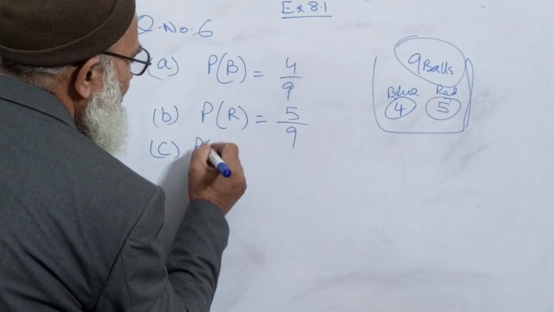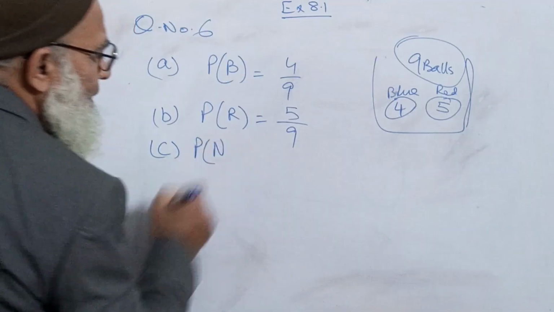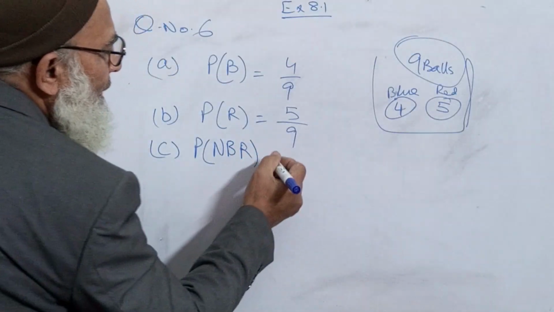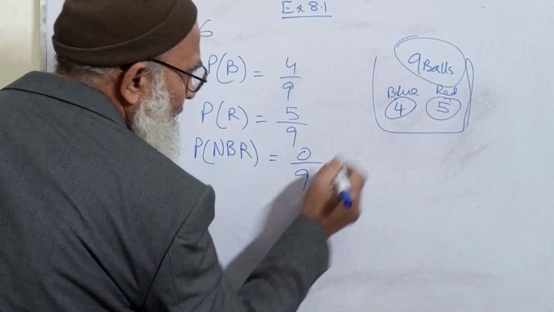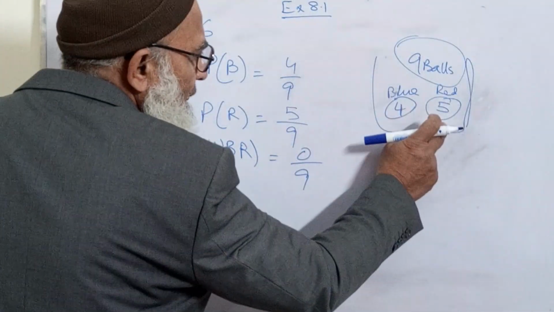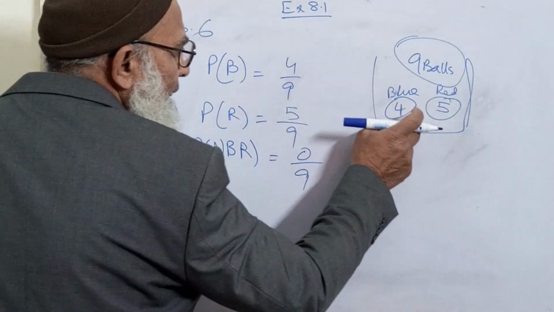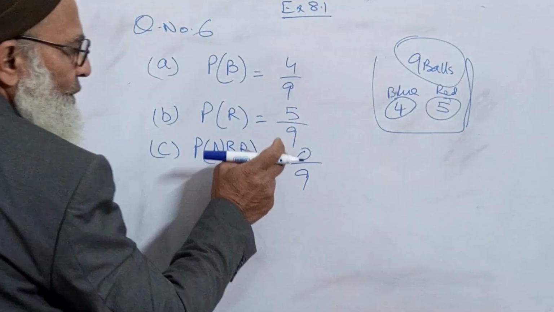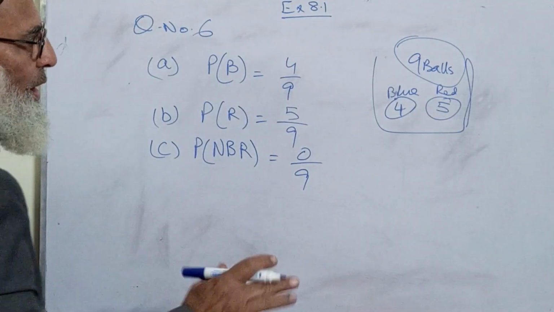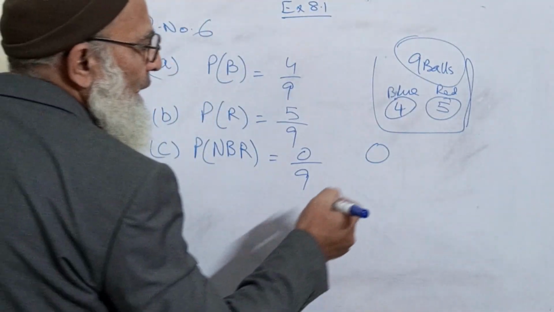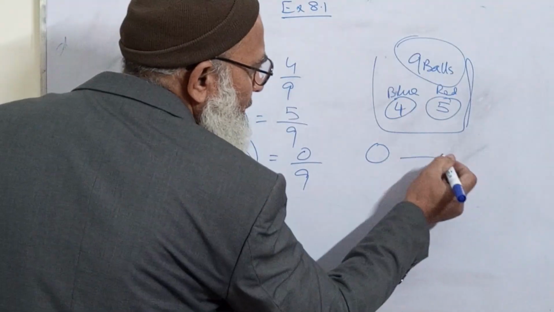P of neither B nor R is 0 upon 9, because there is no other choice available to you. No color other than blue and red is available to you. So the probability will remain 0. And this is one example that probability will always remain from 0 to 1.